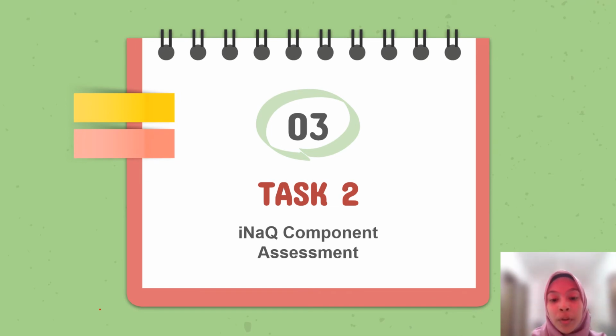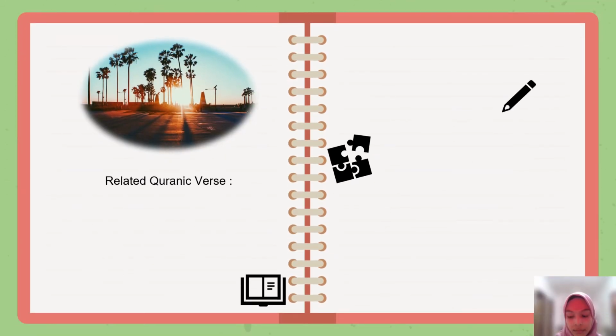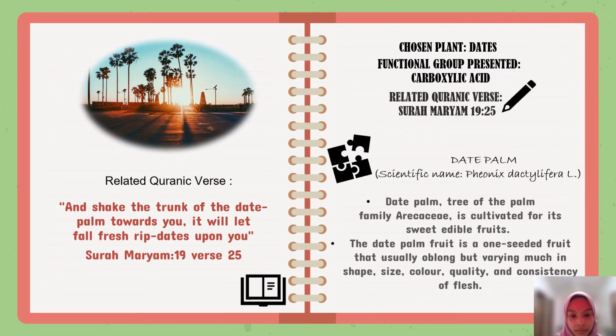Now, we will move to Task 2, which is natural and organic compounds. Allah states in Surah Maryam, verse 25: And shake the trunk of the date palm towards you. It will let fall fresh ripe dates upon you. The chosen plant is dates. The functional group presented is carboxylic acid.